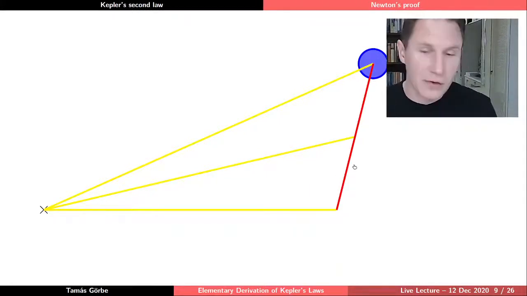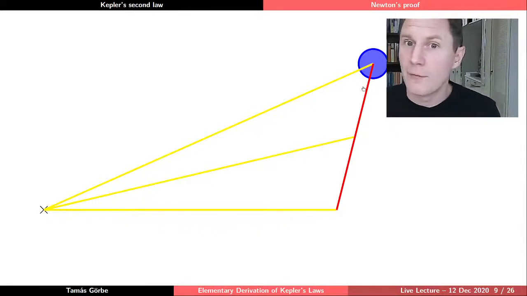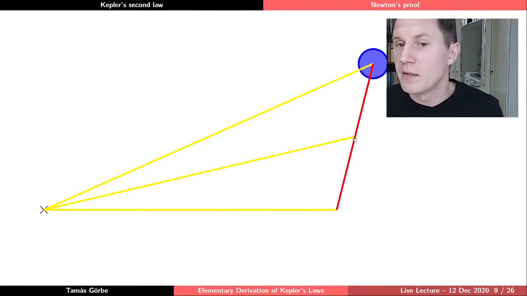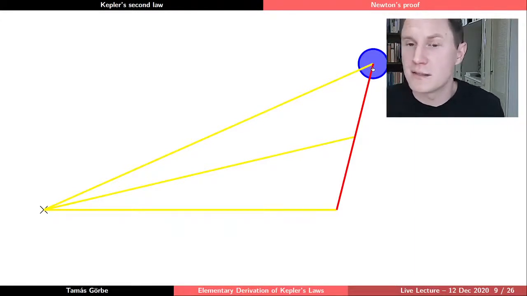The reason they have the same area is that this side along which the planet traveled, these two sides are equal. Because it was equal times and the planet was traveling at a constant speed, right? So it traveled some distance in the first month and then traveled the same distance in the second month.